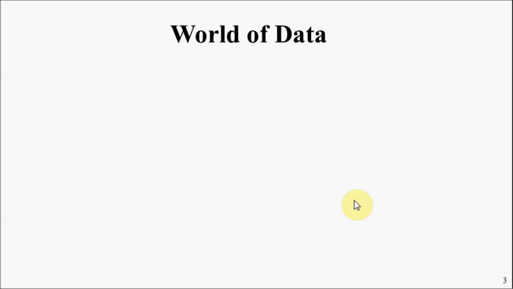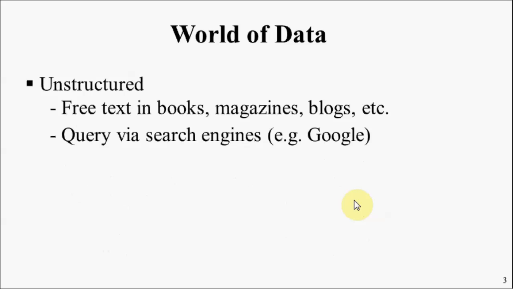Let's look at the world of data. In the world of data, there's two kinds of data. First of all, there's something called unstructured data. Examples such as text that you might see in books or magazines or blogs. In order to query unstructured data, you use search engines, something like Google.